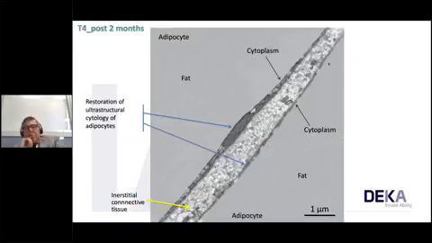This is a very important ultrastructure analysis. You have seen before the swollen mitochondria and the activation and the production of reactive oxygen species. Now, after 2 months, we have a restoration of the ultrastructural cytology of adipocytes and the apparently normal interstitial connective tissue.